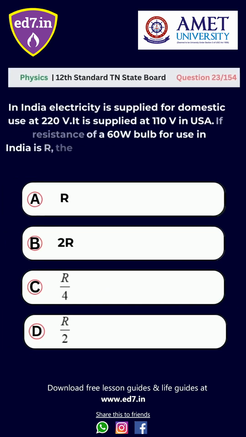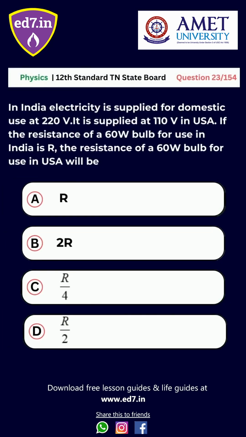Question number 23. In India, electricity is supplied for domestic use at 220 volt. It is supplied at 110 volt in USA. If the resistance of a 60 watt bulb for use in India is R, the resistance of a 60 watt bulb for use in USA will be option A, R, B, 2R, C, R by 4, D, R by 2. And the right answer is option C, R by 4.